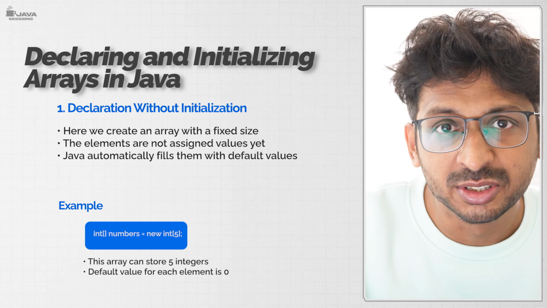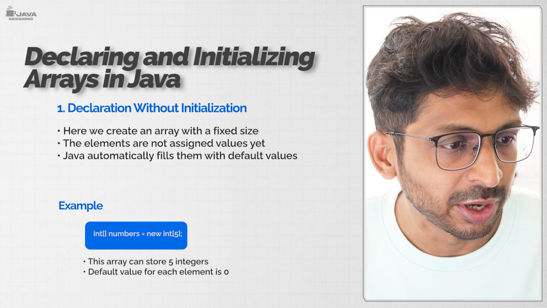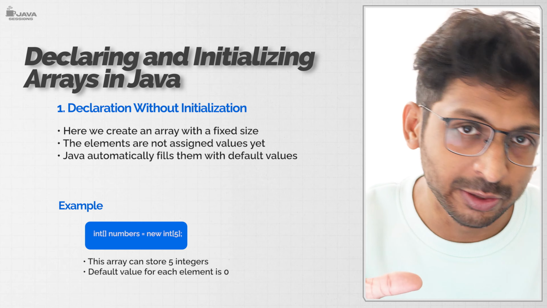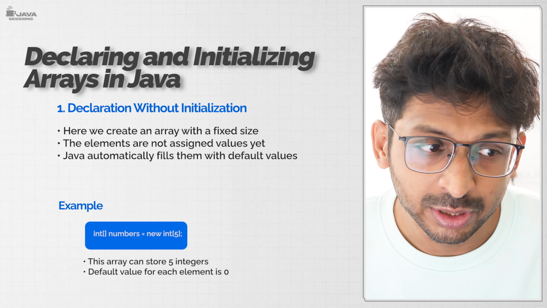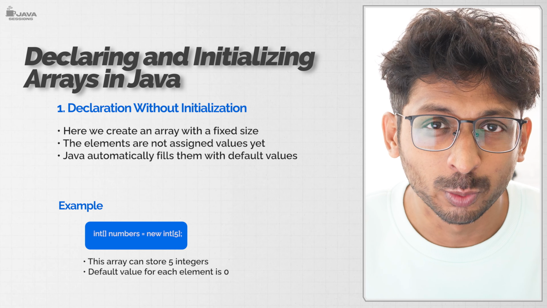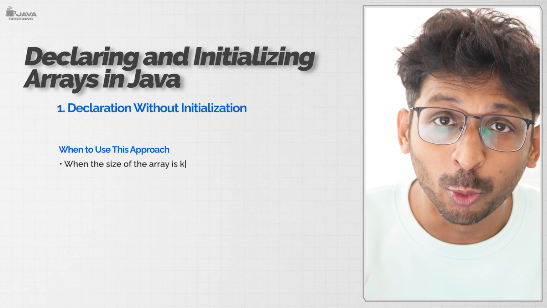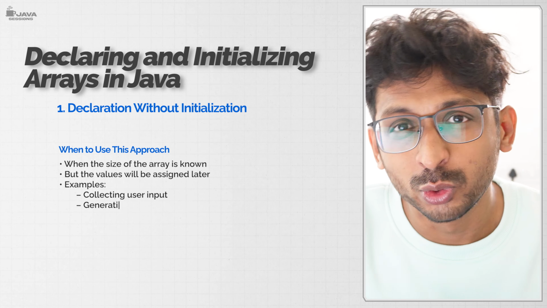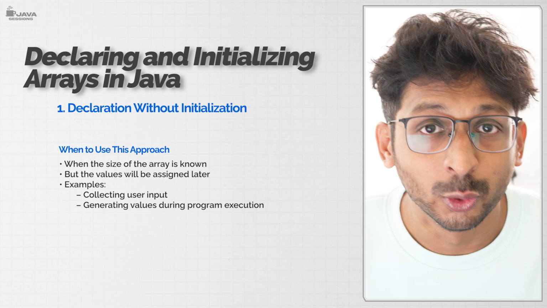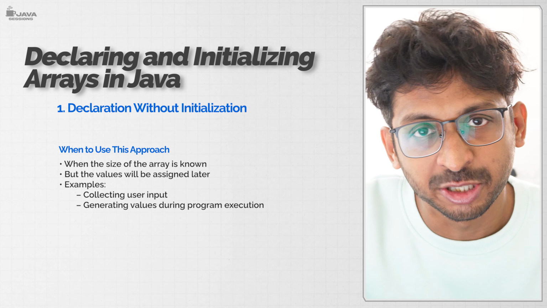At this step, Java fills them with the default values. So here in this case, int numbers, new int 5. So here Java creates an array named numbers that can hold 5 integer values. But here we haven't assigned any values to this array. So each element here is automatically set to 0. You can use this kind of initialization when you know how many items you're going to store, but you don't have the values yet. This is perfect for scenarios where you are going to collect user input or generate values in the later step of your program.